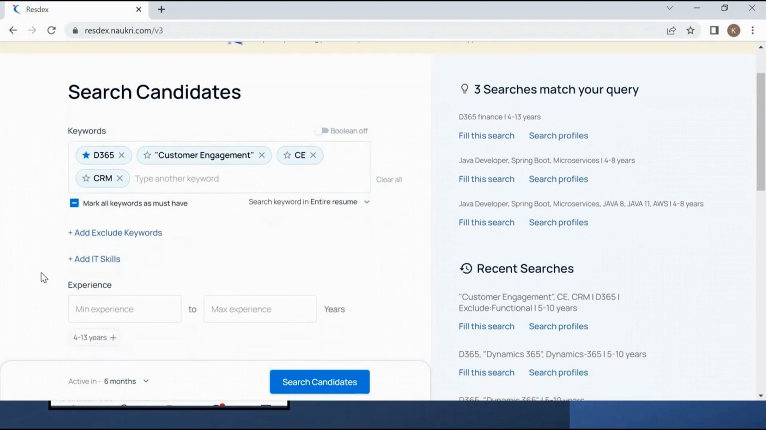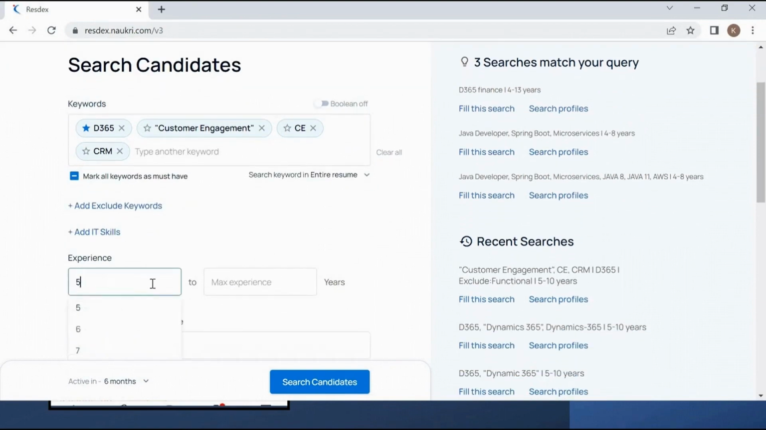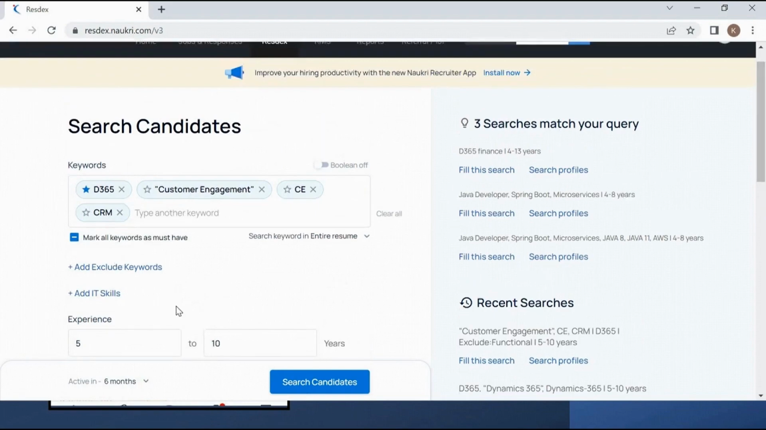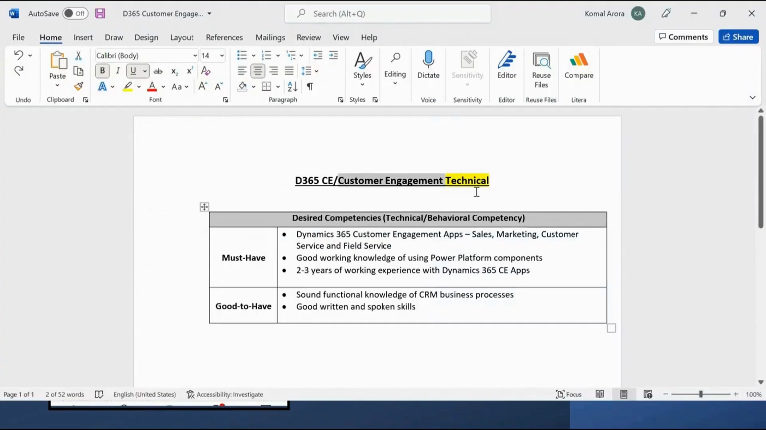Next is the experience range. I'm just going to mention 5 to 10 years. Friends, I'm only using these 2 rows to make a search. These 2 strings are enough to make you understand how we find the exact profile. Now friends, I have mentioned customer engagement and D365. Now we have to focus on the technical.